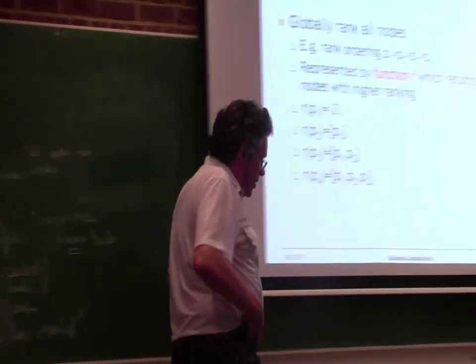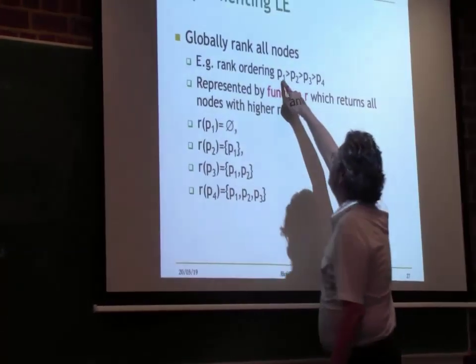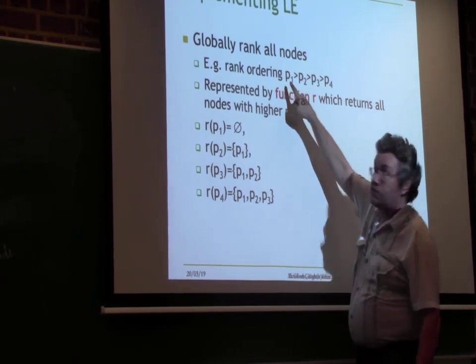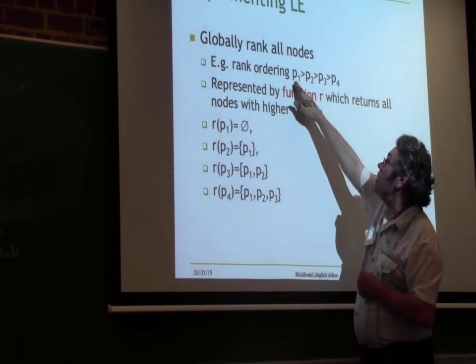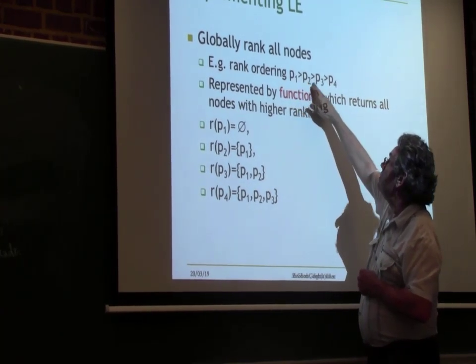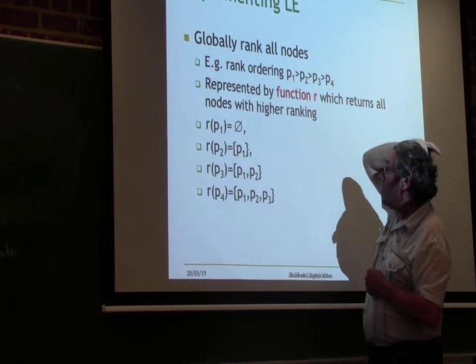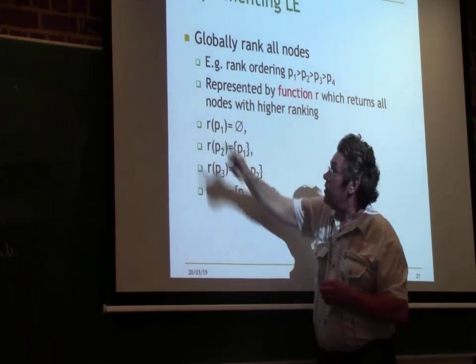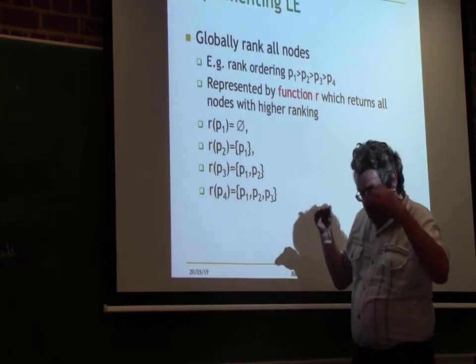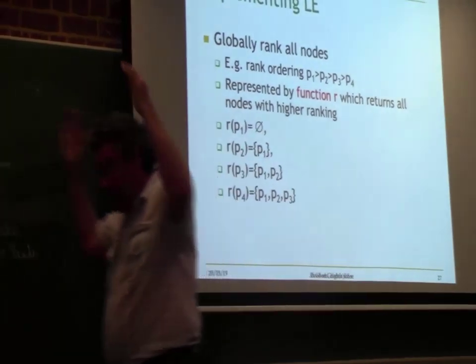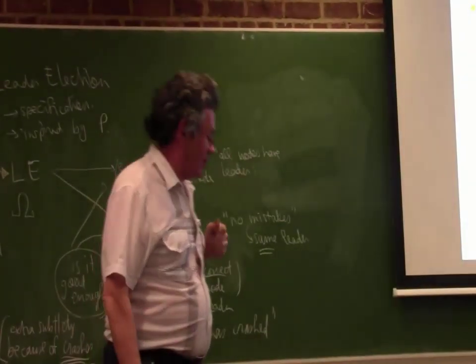The way to do it is to rank all the nodes. So all the nodes have some ranking. Some are higher priority than others. For example, P1 greater than P2, greater than P3, greater than P4. And you have a ranking function that returns all the nodes with higher ranking. So we're going to try to elect the highest ranked node to be the leader.